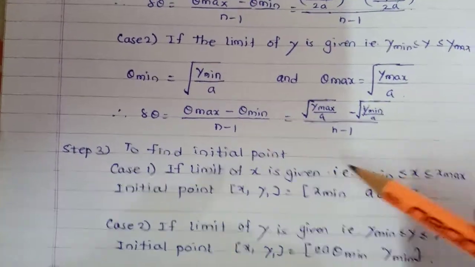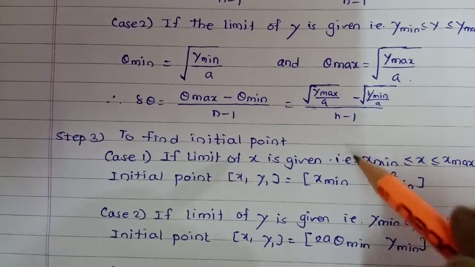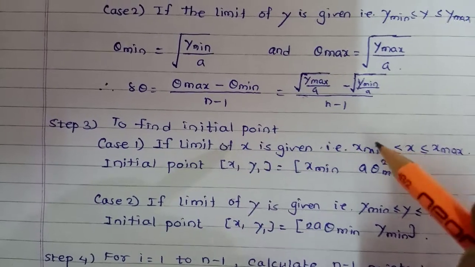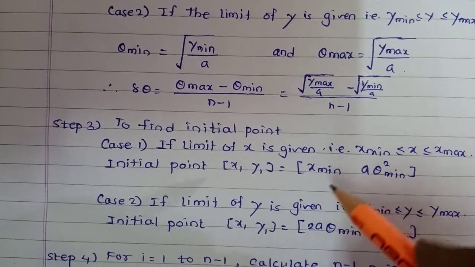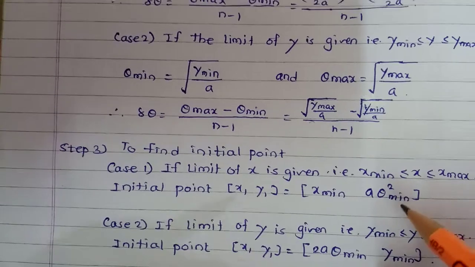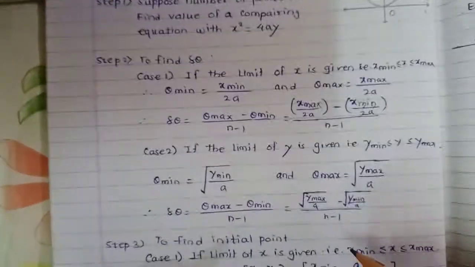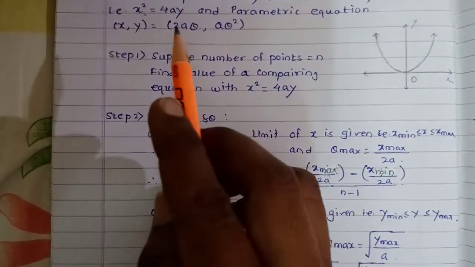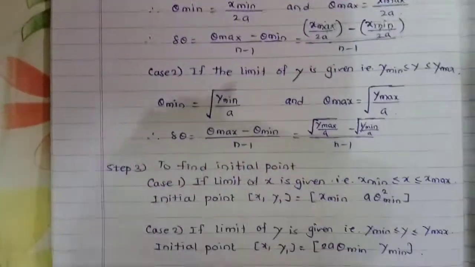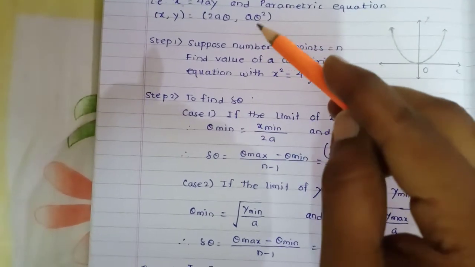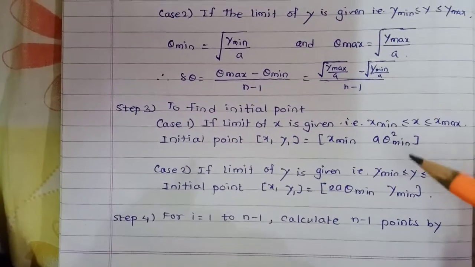Again there are two cases that arise: if the limit of x is given, or if the limit of y is given. If the limit of x is given, meaning this boundary condition is given, then for finding the initial point x1, y1, we keep the x1 coordinate as it is, meaning x min as it is, and y1 we write as a theta min squared. These values we consider from our parametric equation. Our parametric equation is x comma y equal to 2a theta comma a theta squared. So x min we write as it is, and for the y coordinate, a theta squared, instead of theta we write the theta min.